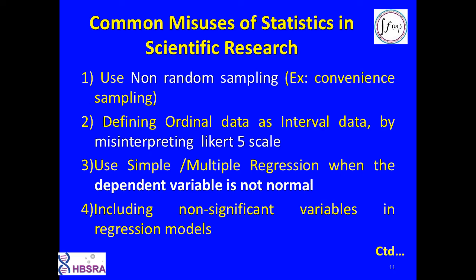So this makes a serious problem in data analysis and interpretation. And when running regression, another problem. Like in simple regression or multiple regression, the dependent variable has to be normally distributed. It has to be numerical. But for categorical data also, people use this. And including non-significant variables in models.